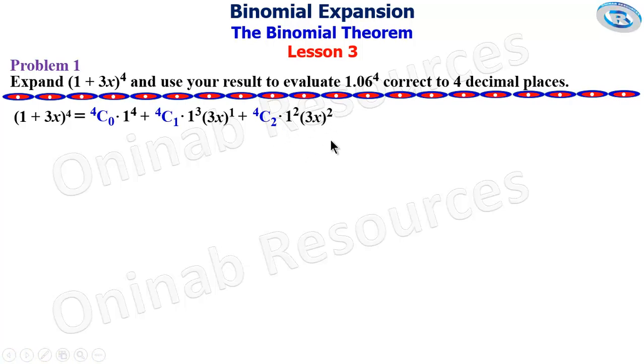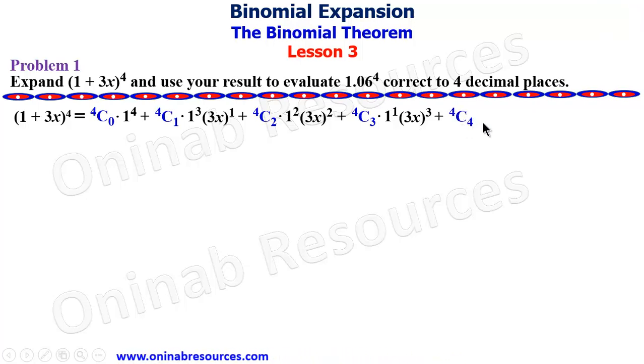You remember that? Then plus 4 combination 3 times 1 raised to power 1. This is going to be 3x raised to power 3. And finally 4 combination 4, then 3x raised to power 4. The first term there has no place here. So we have it there. Then we simplify the coefficients.